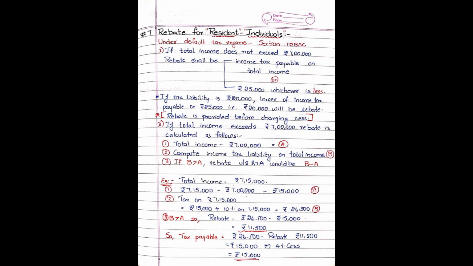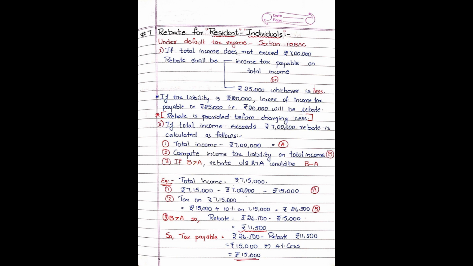To understand this clearly, let us go through one example where the total income of the assessee is rupees 7 lakh 15,000. In the first step, we are calculating the difference between total income rupees 7 lakh 15,000 and rupees 7 lakh, that is rupees 15,000. In step 2, we are computing the tax liability on total income of rupees 7 lakh 15,000.